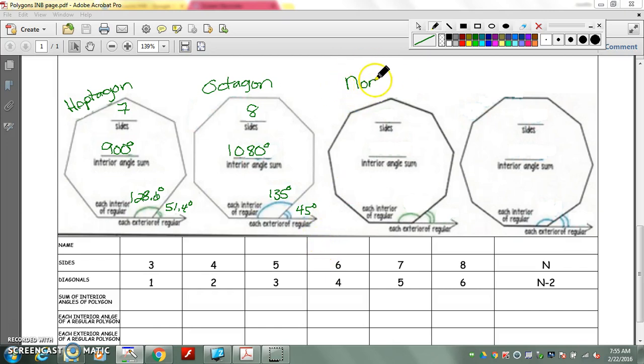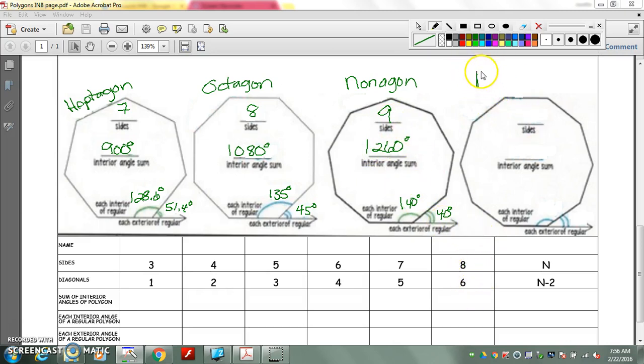A 9-sided figure is called a nonagon. 9 sides. And again, I can create 1, 2, 3, 4, 5, 6, 7 triangles. So 7 triangles at 180 degrees each is 1,260 degrees. So all these angles are going to add up to 1,260. When I divide it by 9, I get each one would be 140 degrees, making each exterior angle 40 degrees, because 360 divided by 9 is 40.